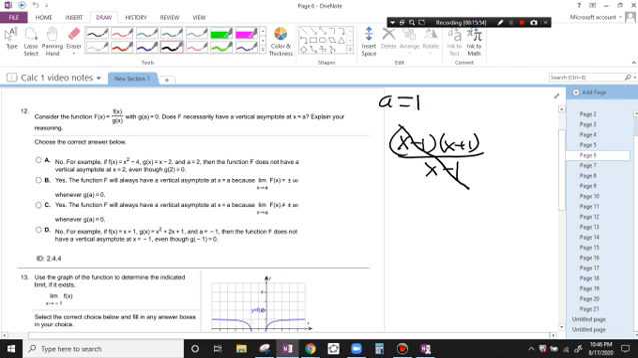No, for example, they give us examples. x squared minus 4 over x minus 2, that factors as (x minus 2)(x plus 2) over x minus 2. And here's a case where you cancel. So this one's looking right. Then the function f does not have a vertical asymptote at x equals 2, even though g of 2 is equal to 0. Ooh, I really like that one.